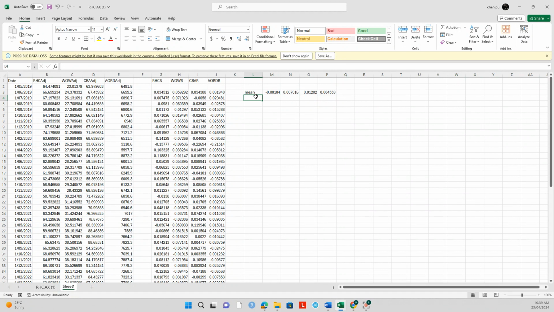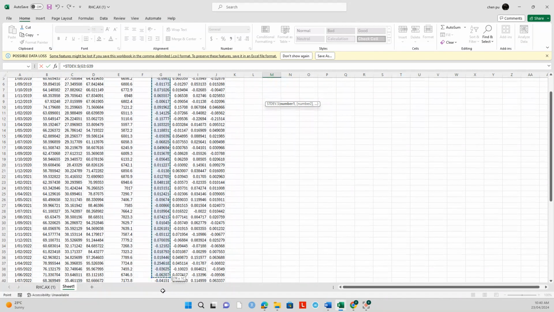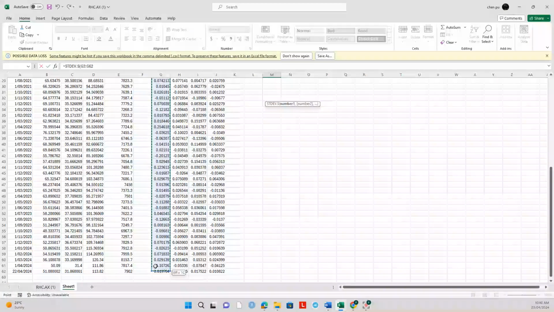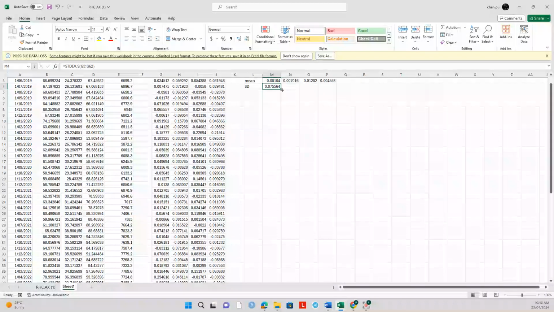The other is the standard deviation. Standard deviation, how do we calculate? We do it in the same way. STDEV.S. And then I need to choose the data, so data for RHC here. And this is the standard deviation of RHC.